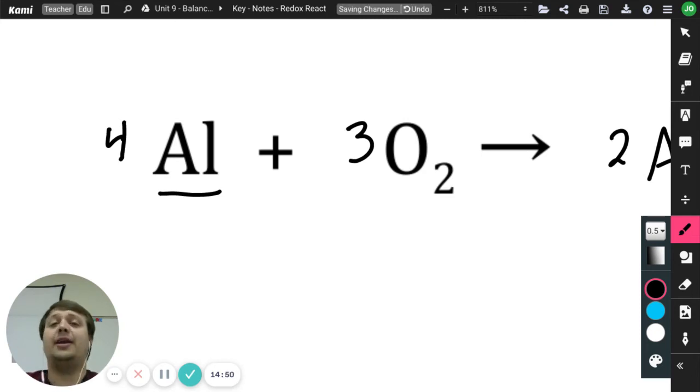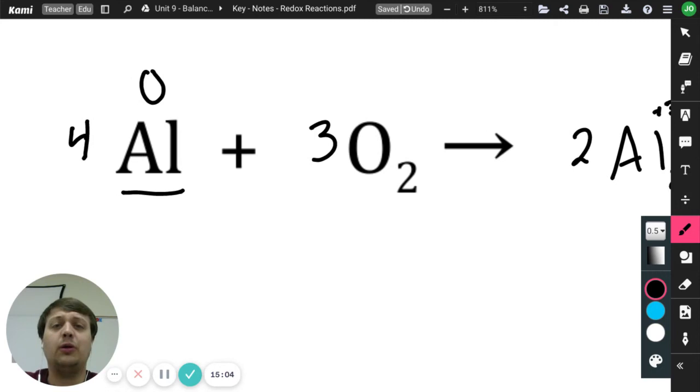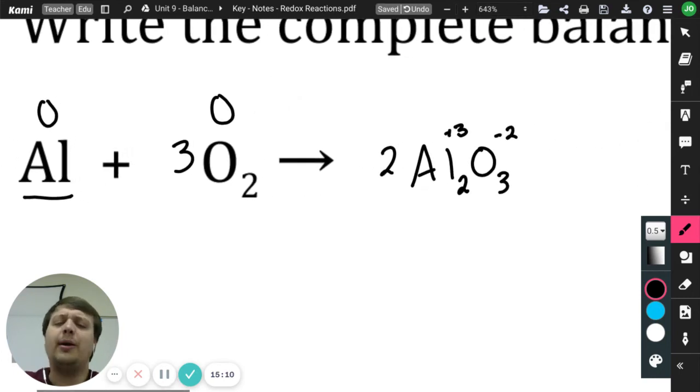Aluminum is an element. It's in its what we call free state, which means it's not bonded with anything. Well, if it's not bonded with anything, it hasn't gained or lost any electrons, so its oxidation state is 0. Here, oxygen, O2, it's not really bonded with anything either. So again, its oxidation state is 0. Okay, so what do I do with that?